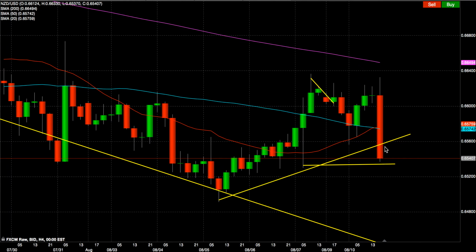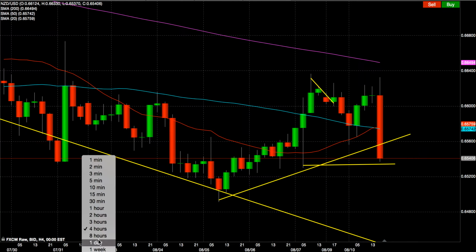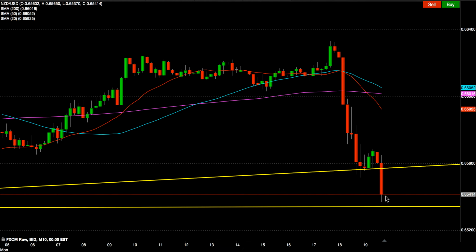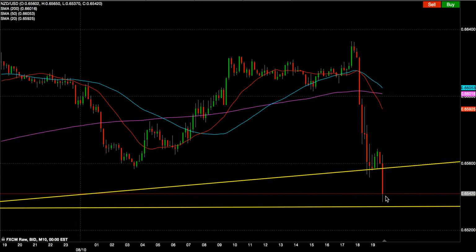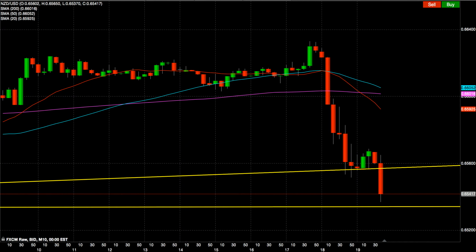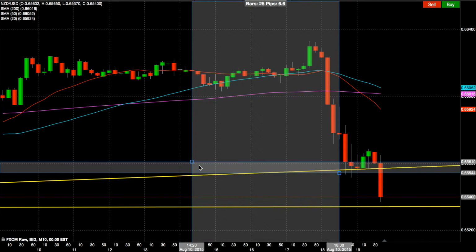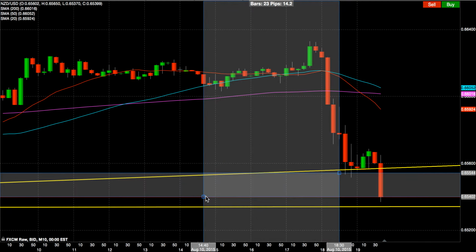This thing should come back and retrace, maybe retest this trend line. Should that happen, I will jump back in on the short side. Yeah, it would have been a nice gain there for me if I had held. Let's see here. Yeah, about 14 pips.